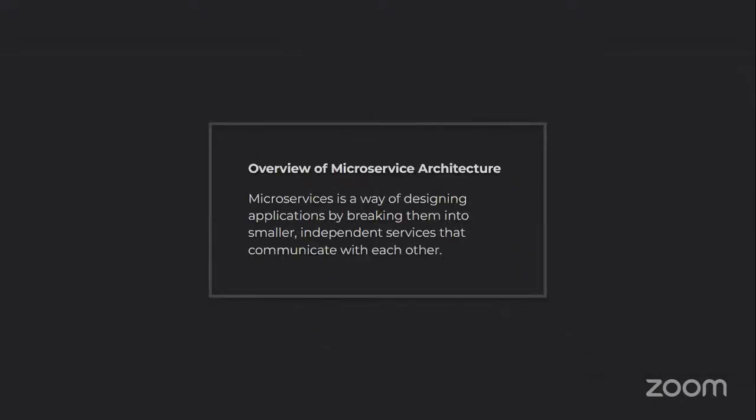The overview of microservices architecture. The word microservice is a way of designing applications by breaking them into smaller independent services that communicate with each other. For example, we have a big application we want to design. Definitely, we are going to split it into small chunks and then take them one after the other. So the word microservice came from breaking a complex thing into small parts.